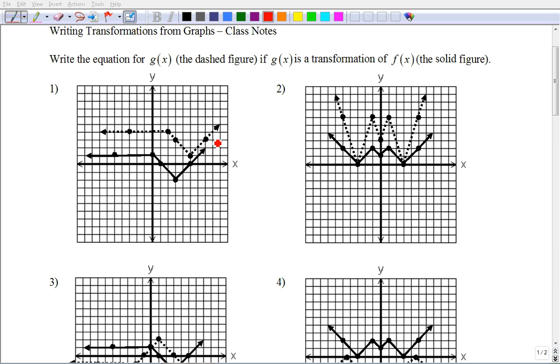So it's really easy for you to get confused on which one was the original one. So g of x is the transformation of f of x, so that means that we're going from f of x to g of x. So f of x was the original one, and then g of x is the new one, and that's the one we're going to write the equation for. But f of x was the solid, so we're going from solid to dashed, and we're writing the equation of the dashed graph, and we're calling that one g of x.